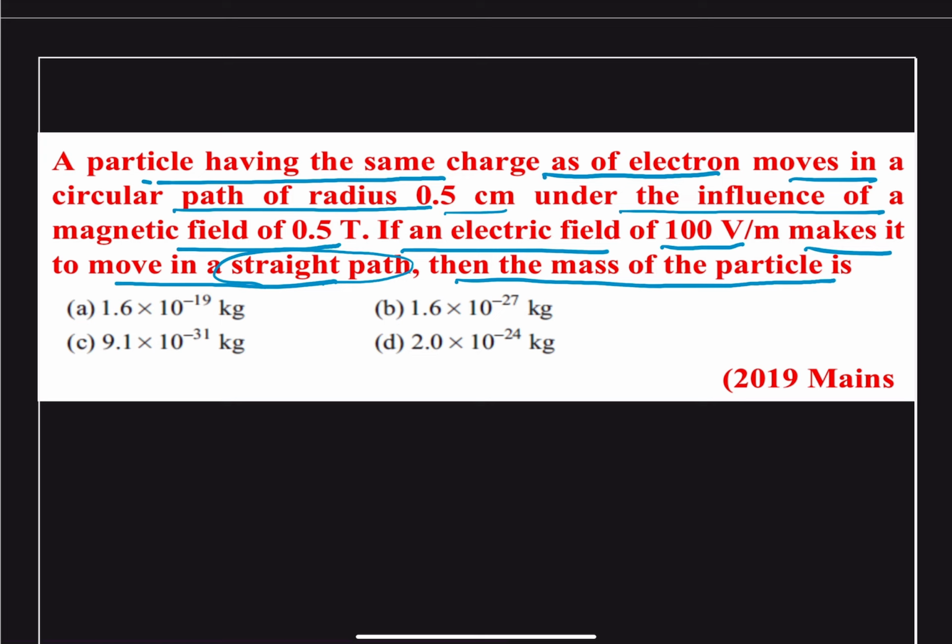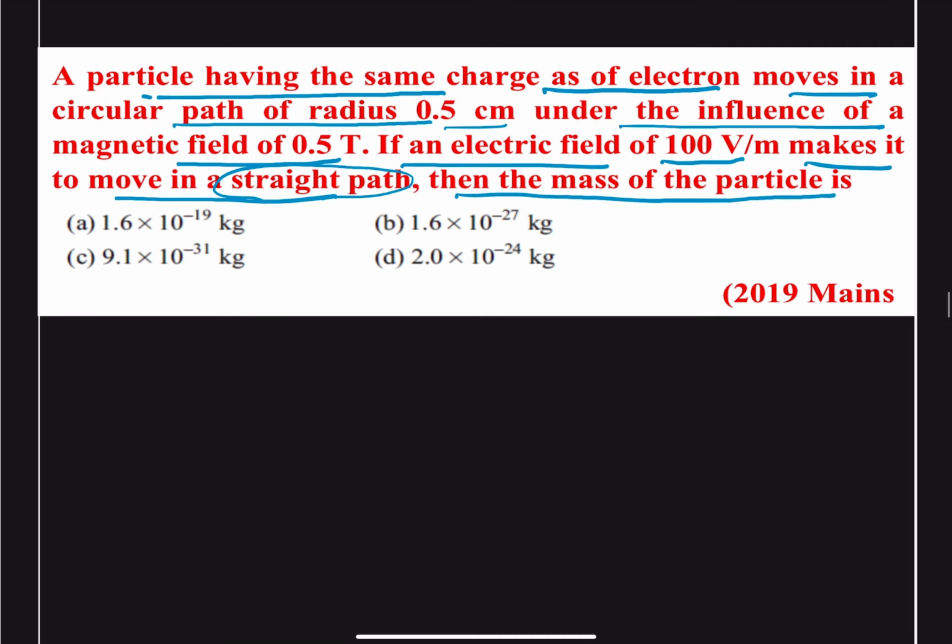Okay. So basically if it is moving in a straight path, then we can say that the forces because of the electric force and magnetic force should be the same. So we are given electric field as 100 volt per meter, and the charge is the same as that of an electron.